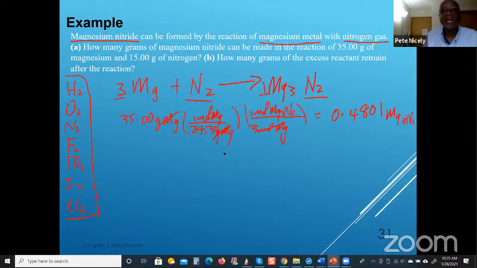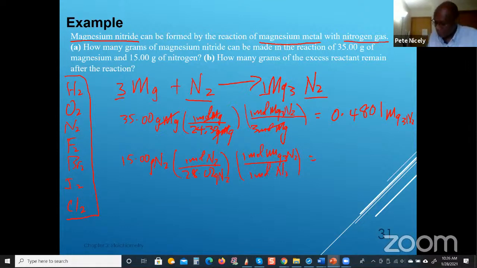Mg3N2, all right? And then I'm going to do a similar calculation for the nitrogen, starting off with 15.00 grams of nitrogen. Convert that to moles. So you're going to have 1 mole of N2 down here, you're going to have 28.02 grams of N2. And then the mole ratio between the nitrogen and the magnesium nitride: 1 mole of Mg3N2, and down here you're going to have 1 mole of N2.